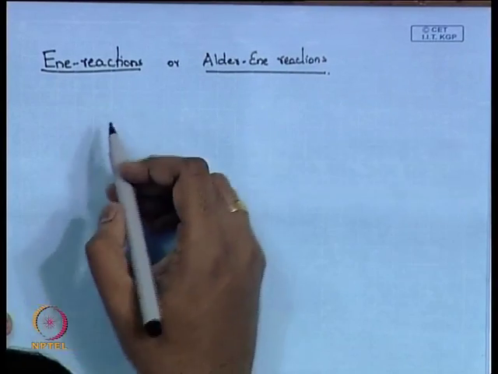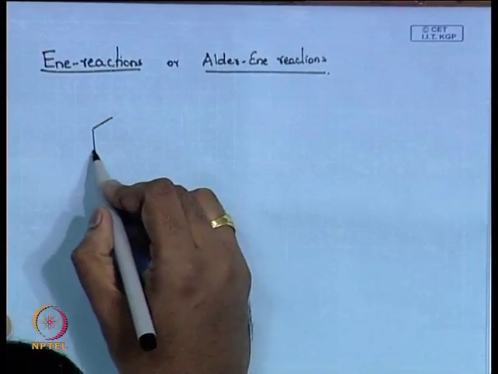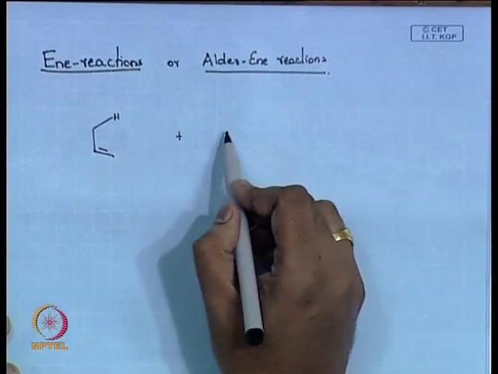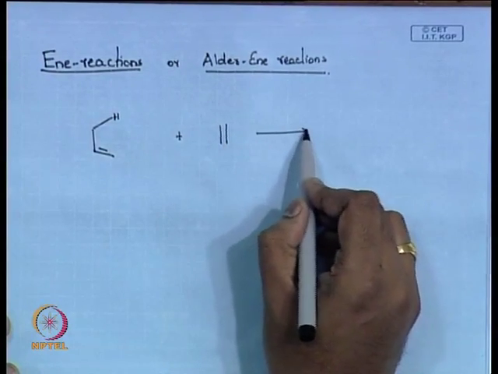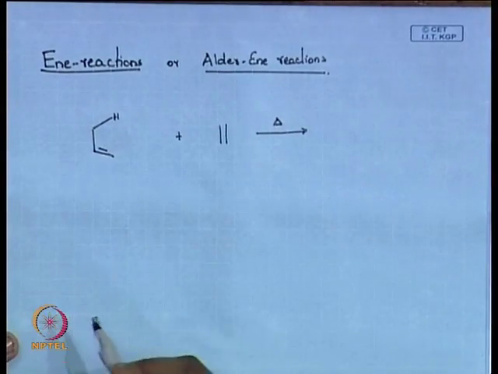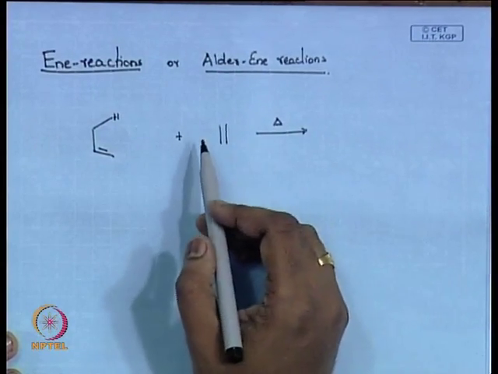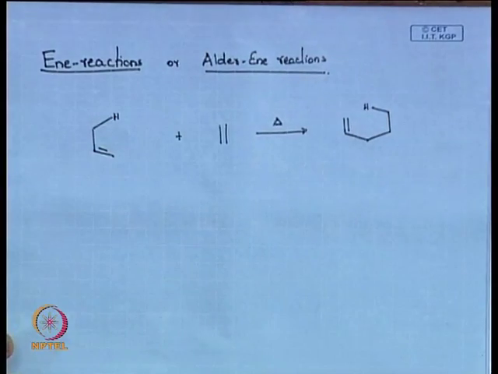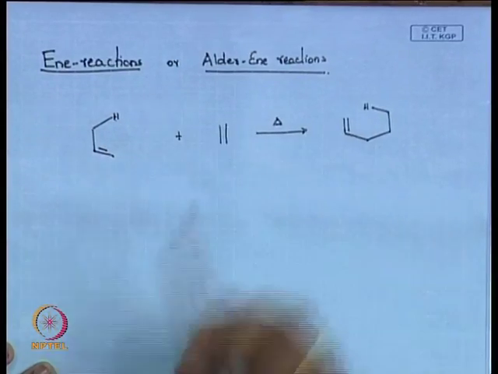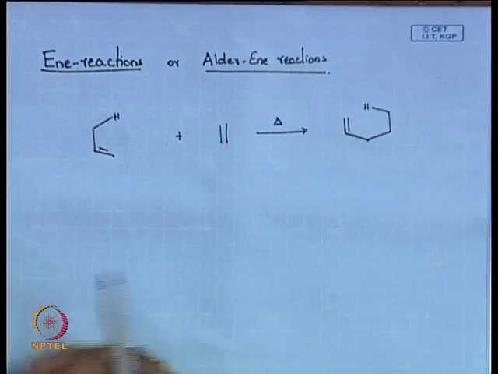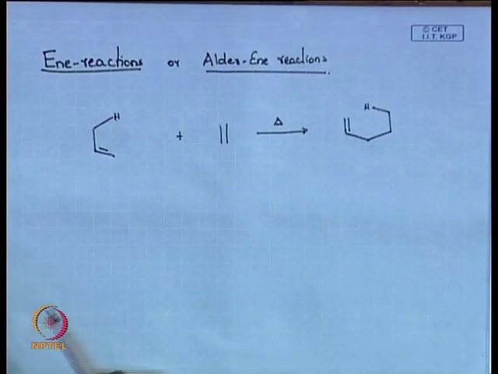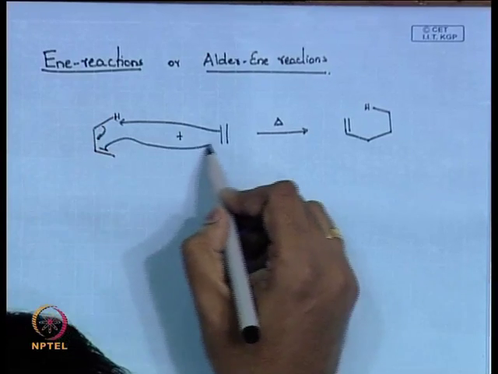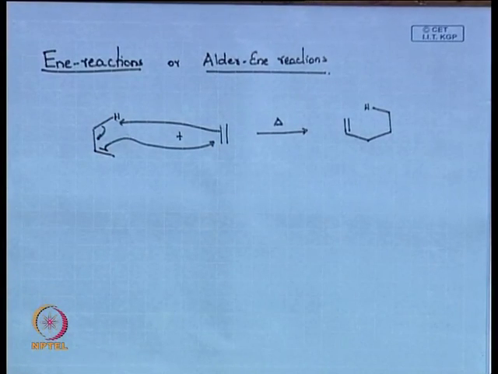So, what is this reaction exactly about? You take an allylic system with an alkene and you heat this reaction. What happens is that you end up with a product where there is a shift of this hydrogen to here. So, this particular reaction is called an Ene reaction. Basically, if you want to push the arrows, you can take it here and with this. This is your Ene reaction.